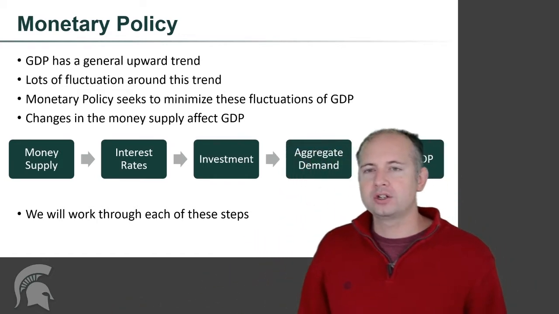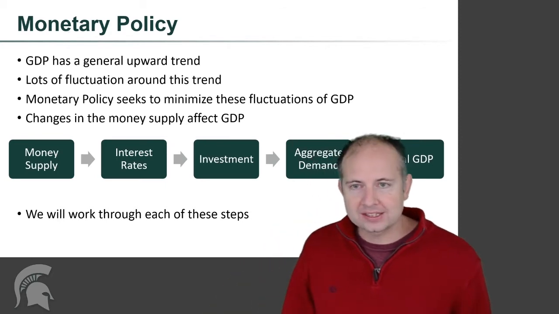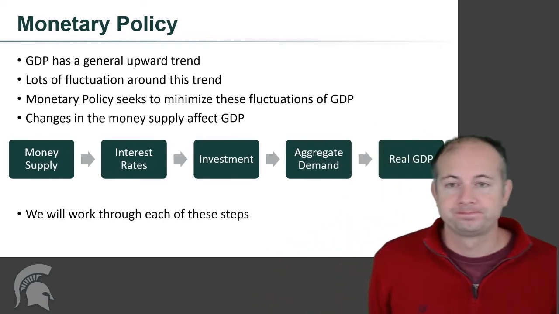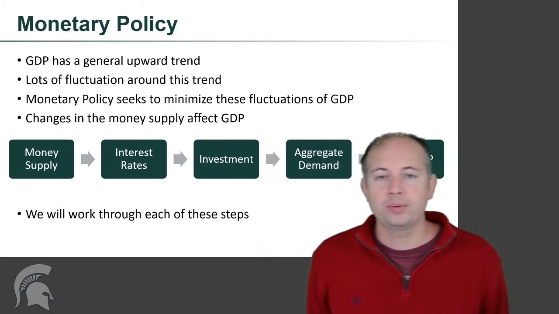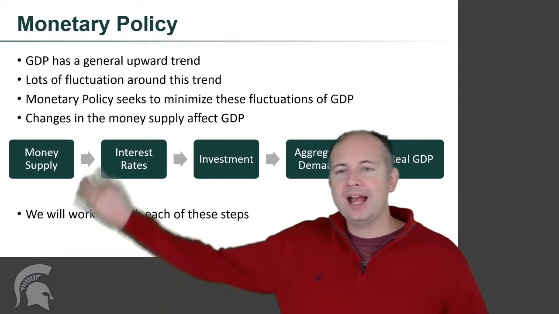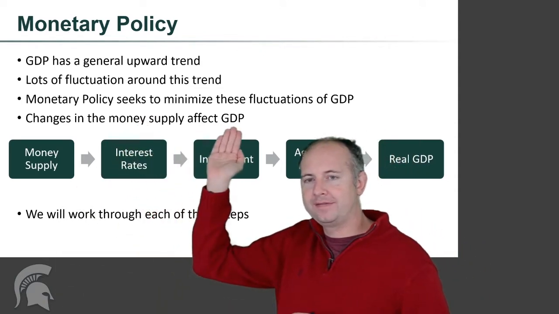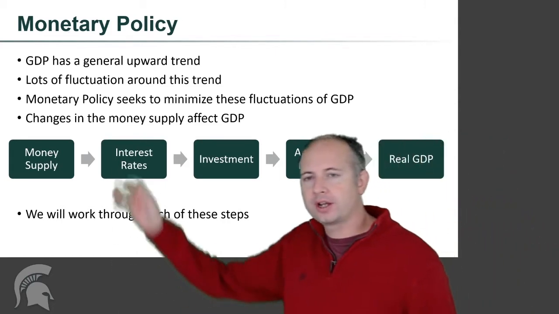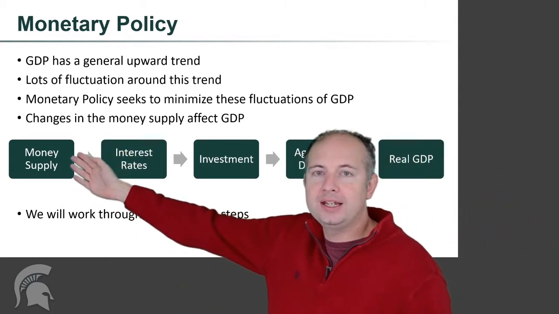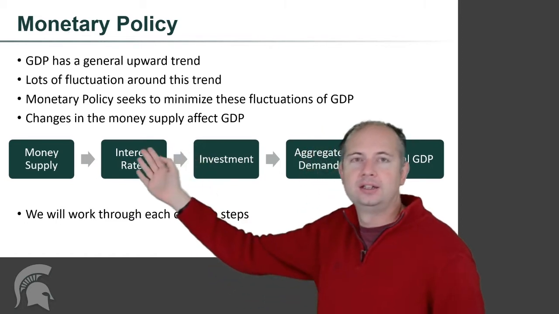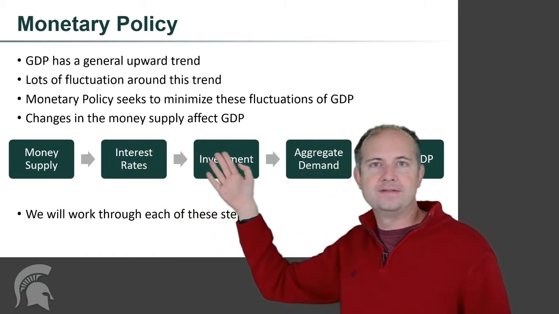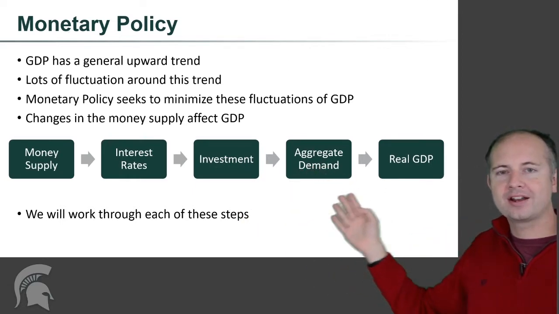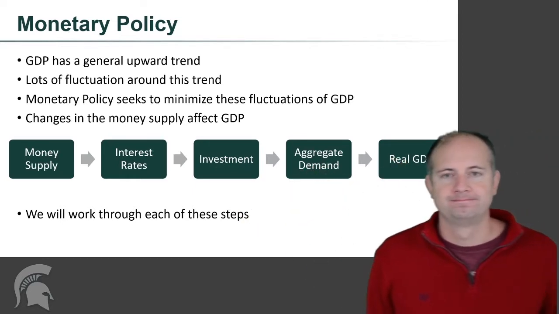And what we're going to learn today is the Fed is able to do this because changes in the money supply affect GDP. So what we're going to learn about first is how changes in the money supply affect GDP. We're going to go through these steps: how the money supply affects interest rates, how interest rates affect investment, how investment affects aggregate demand, and how aggregate demand affects real GDP.